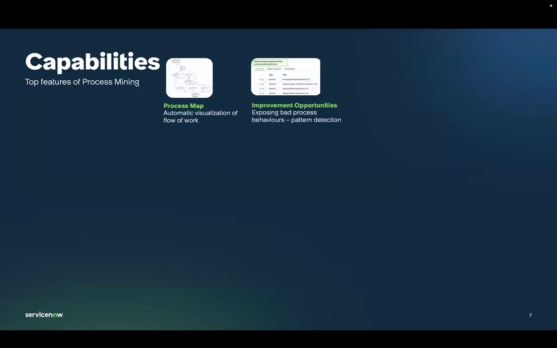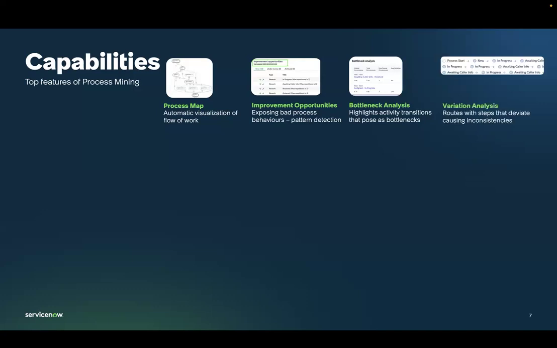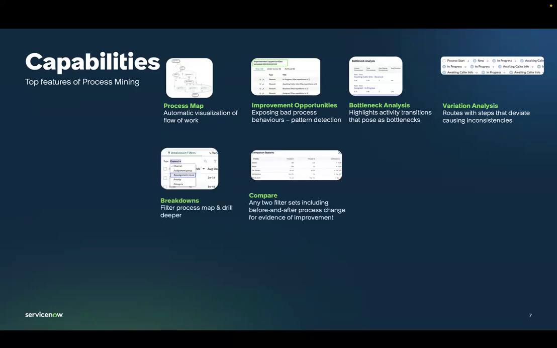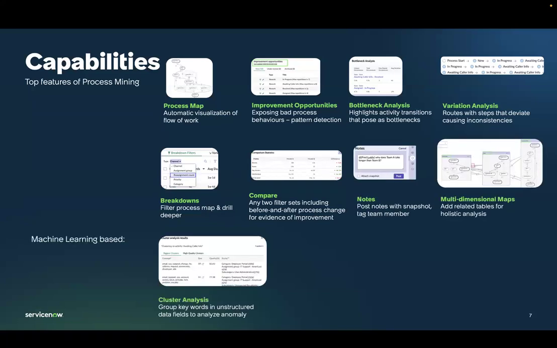We showed you pattern detection, which is improvement opportunities that you can very quickly see in a quick and easy manner and drill down from there. Bottleneck analysis is also a very popular feature. Variation analysis we saw today, which shows the steps that take longer in a process. Breakdowns, a compare feature, then notes and multi-dimensional map.